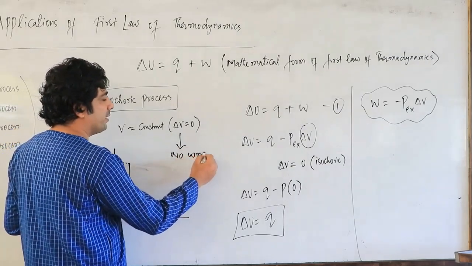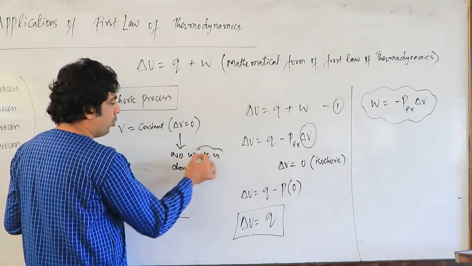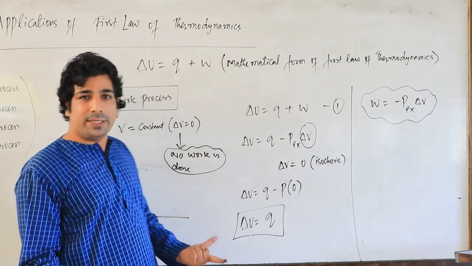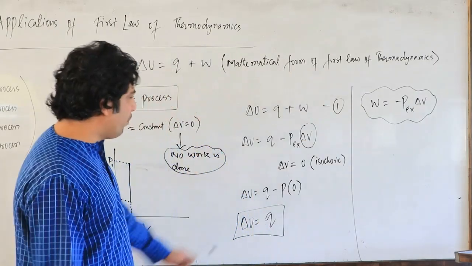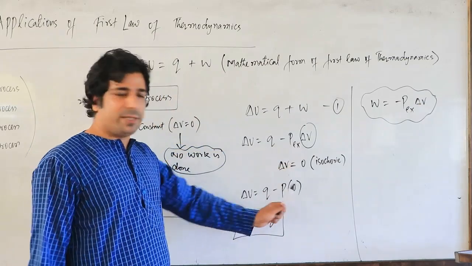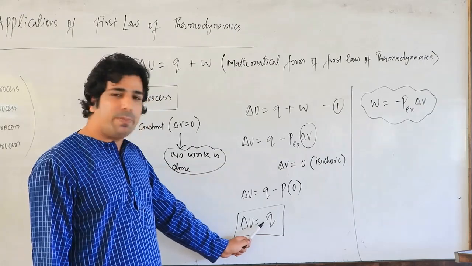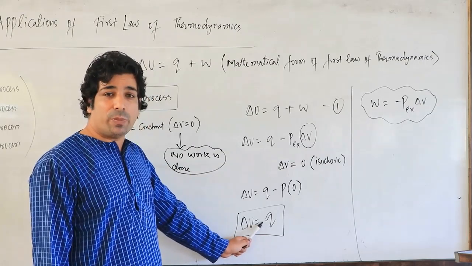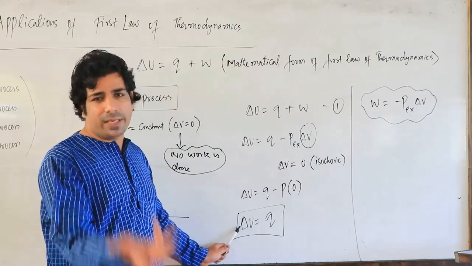No work is done. Okay? So no work is done on the system or by the system because change in volume is 0, correct? So I put that change in volume as 0, then I finally got delta U is equal to Q. Q stands for here plus. That means heat absorbed by the system will change the internal energy. That means it will increase the internal energy.